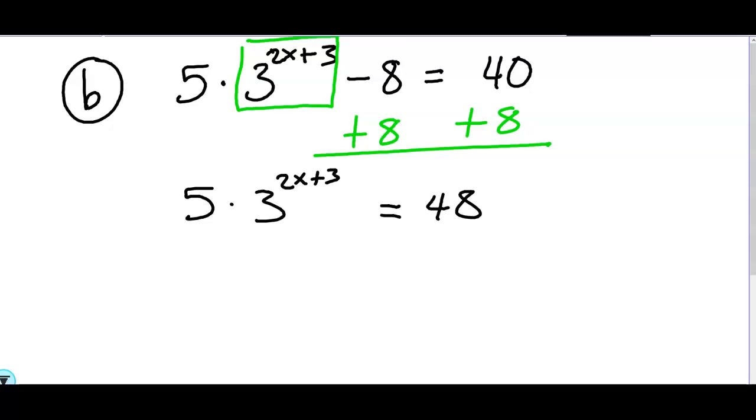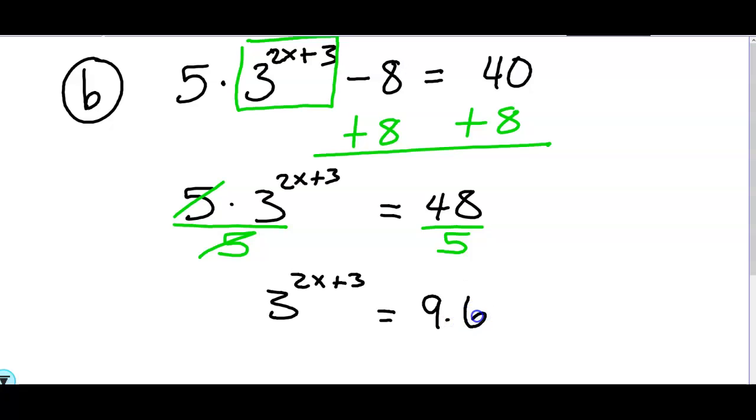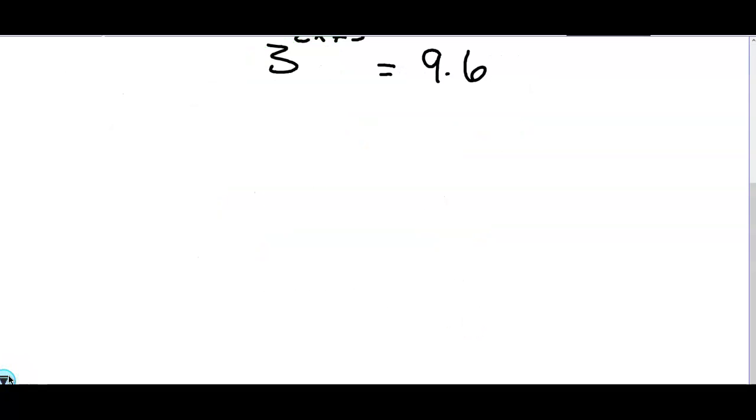So that's it. After you do those two things, the rest of the problem is very much like what we did already. So we have 3 to the 2x plus 3, and that's going to go in there 9 times with 3 left over, 9.6? Someone want to double check me on that? Yeah, you're right. Cool.